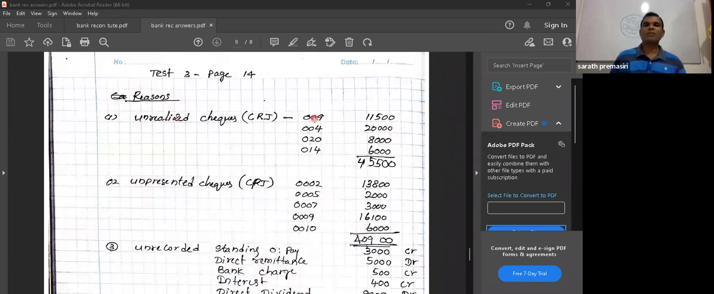You see? Now this is how you write the reasons. Unrealized checks. Cash receipt, by referring to the cash receipt journal. All these checks are unrealized checks: 009, 11,500; 004, 20,000; 020, 8,000; 014, 6,000. Total unrealized checks 45,500. See whether you have the values correct.